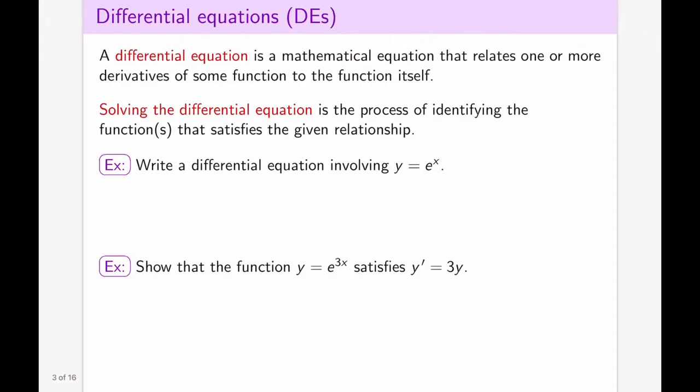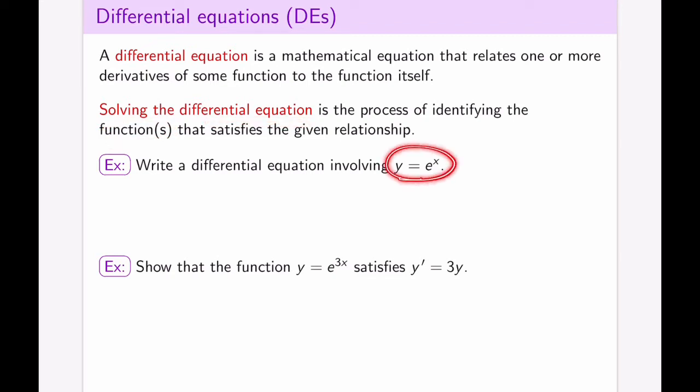So to start off with, let's give a definition of what is a differential equation. In terms of the equation itself, normally we think of things like x squared is equal to 4, and when we solve it, we produce a number answer, in this case, plus or minus 2. A differential equation is also an equation, but it relates not just a variable and numbers, rather it relates one or more derivatives of some function to the function itself. So in the differential equation, we will be seeing the function and its derivatives. Solving the differential equation, therefore, is not coming up with a number answer, but rather to come up with a function that satisfies the given relationship.